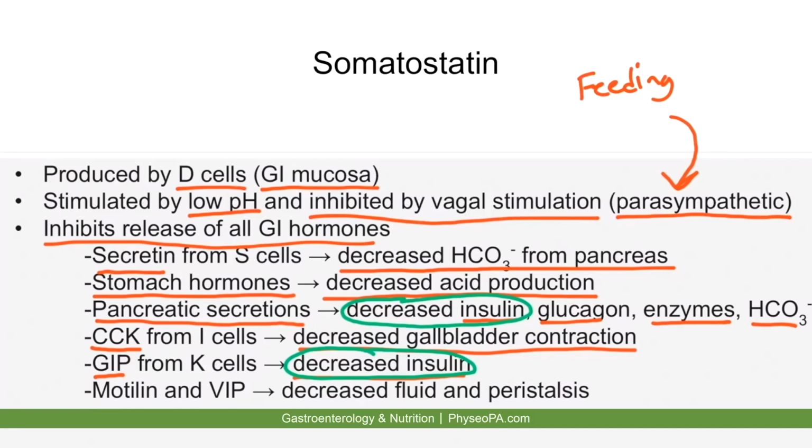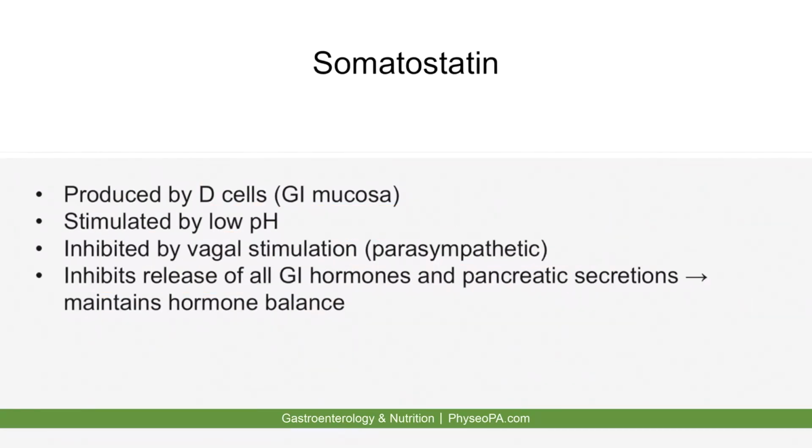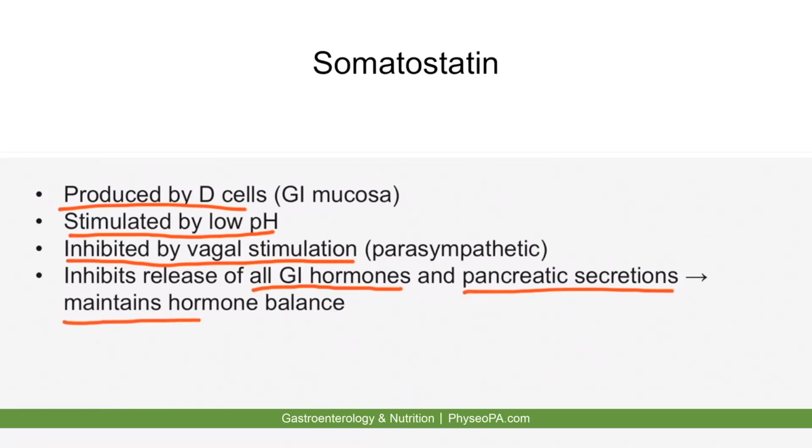Somatostatin will also decrease the release of motilin and VIP, and this means that there will be decreased fluid flow and peristalsis throughout the intestines. So we provided the last slide so you can see specifically what kinds of things somatostatin would do, but it may be easier just to view this slide and recognize that it's produced by the D cells, it's stimulated by low pH, and it's inhibited by vagal stimulation. And it inhibits the release of essentially all GI hormones and pancreatic secretions. And by so doing, somatostatin will maintain hormone balance.